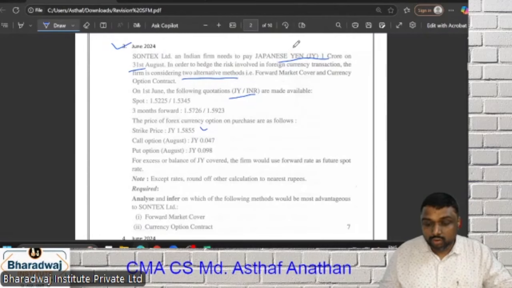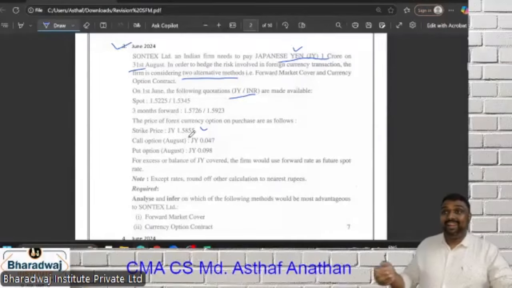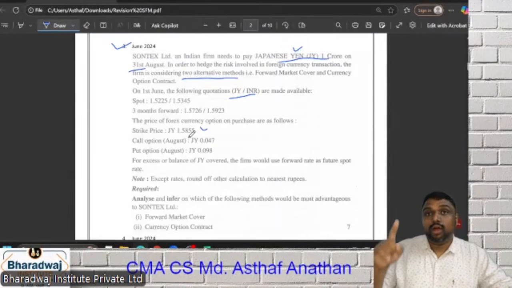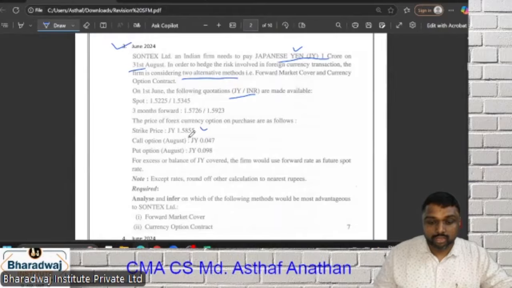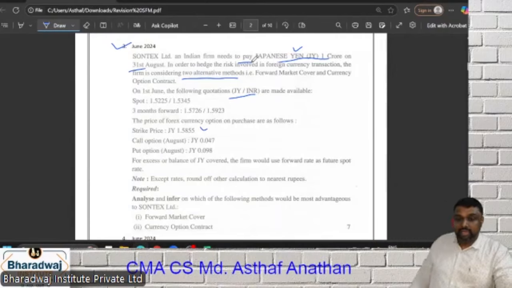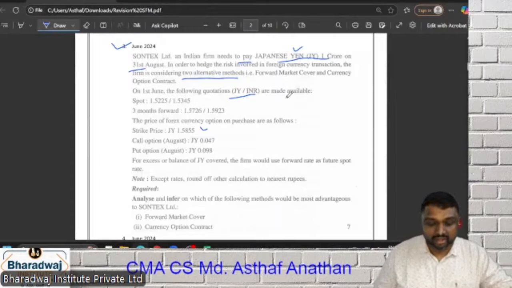See, you have to get JY. JY only we have, so JY we have to buy. So it is a call option. See the point, now you are very clear. It is call or put, how to select it. You want JY, because you have to pay. So if you want to pay JY, you need it, so the call option is relevant. Call option rate is 0.047.